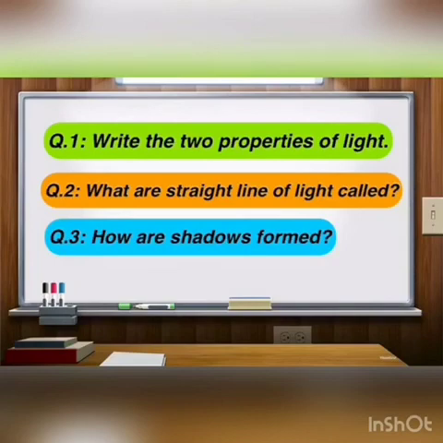Did you enjoy the activity? Very good. Now you have to try this activity in your home. And these are some of the question answers you have to do in your copy. Question number 1 is, write the two properties of light. Question number 2, what are straight lines of light called? Question number 3, how are shadows formed?